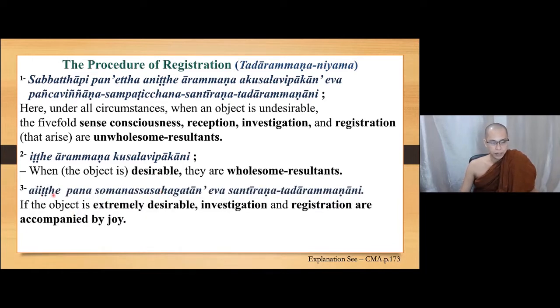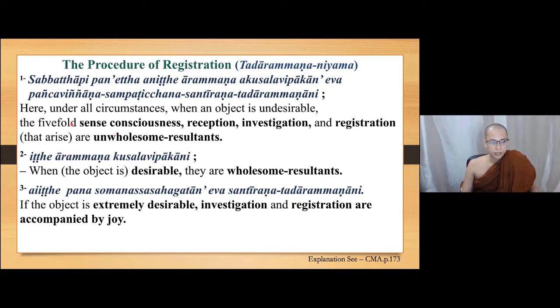Then the third, Atitthe arammane, Ati-ittha. Here Ati means especially, and Ittha is desirable. So an extremely desirable object. Atiittha-panna somanassa sahagata neva santirana tadarammana. So in this case, only two types can be identified if the object is very special, extremely desirable. Such as seeing the Buddha, listening to the Buddha's Dhamma talk directly, or seeing a female deva or male deva, so a very beautiful object. We can identify a moment of investigating and registration accompanied by joy. So why only two in this case?